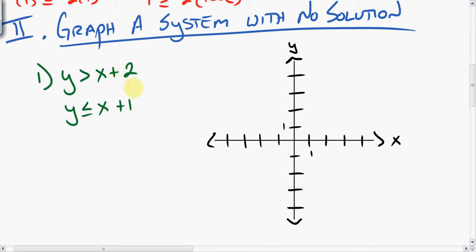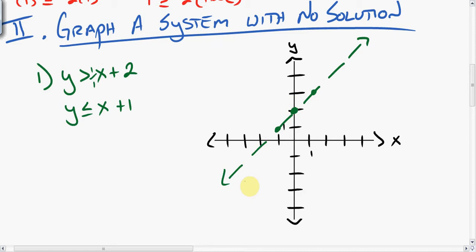So this is my y-intercept, so I'm going to plot a point at y equals 2. Then my slope is 1, which is just like 1 over 1. So from this point, I'm going to go up 1, right 1, or from this point, I could go down 1, left 1. I'm going to connect the points with a nice straight dashed line, right? It's only greater than, it's not greater than or equal to. Alright, so I have to use a dashed line. If we saw greater than or equal to, that equal to would mean it would be a solid line.